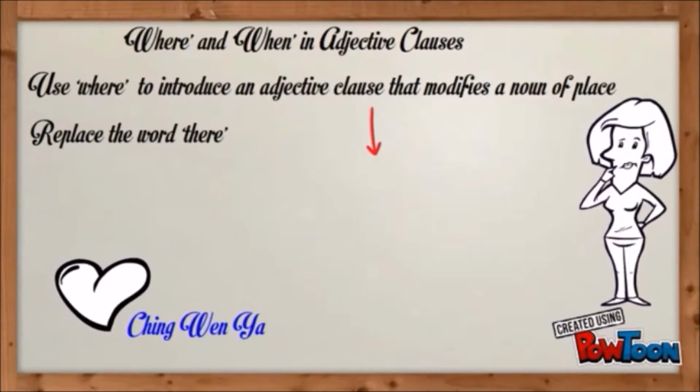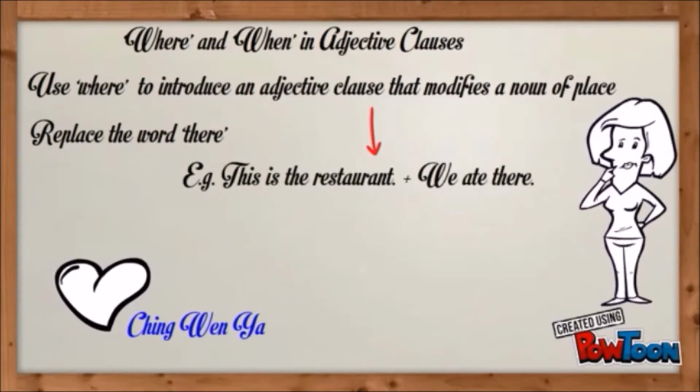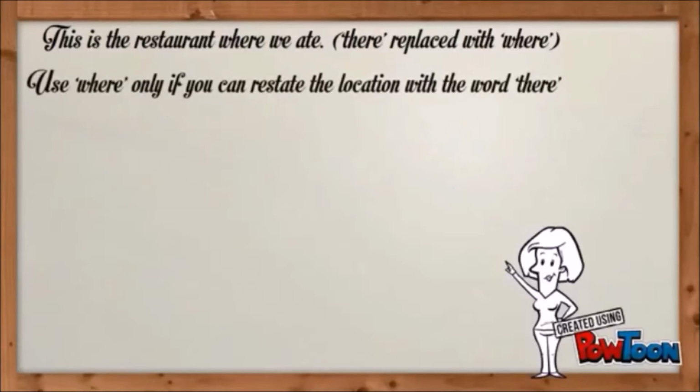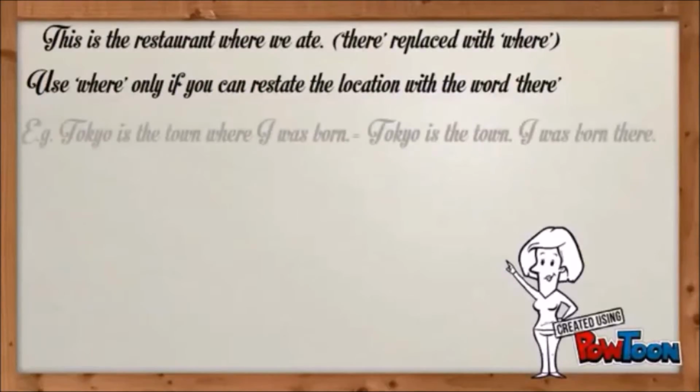However, we can only use where if we can restate the location with there. For example, the sentence, Tokyo is the town where I was born. When we replace the word where with there, the sentence becomes Tokyo is the town. I was born there. In this way, where can be used to replace there. Not every sentence can replace there with where.